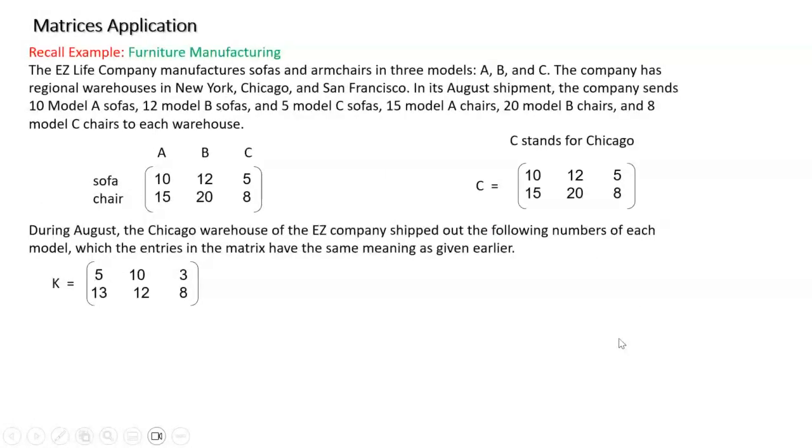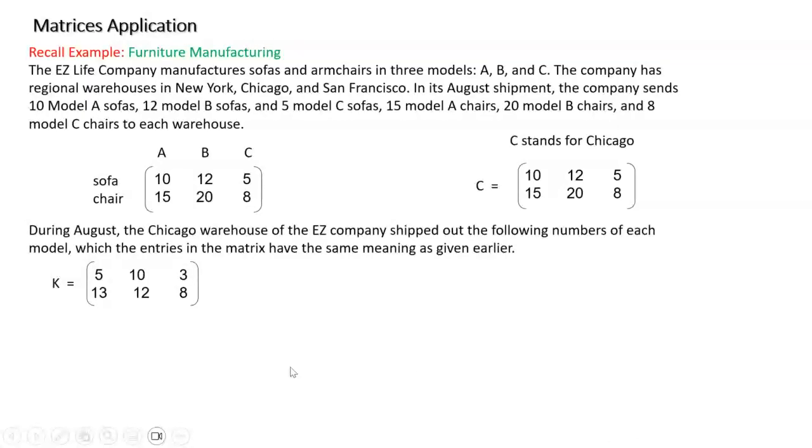Now remember the example that we did earlier, the first example, which was like a real life situation. Now it continues. It says here, the Easy Life Company manufactures sofas and armchairs in three models, A, B, and C. The company has regional warehouses in New York, Chicago, and San Francisco. In its August shipment, the company sends 10 Model A sofas, 12 Model B sofas, and 5 Model C sofas, and 15 Model A chairs, 20 Model B chairs, and 8 Model C chairs to each warehouse in Chicago, New York, and San Francisco.